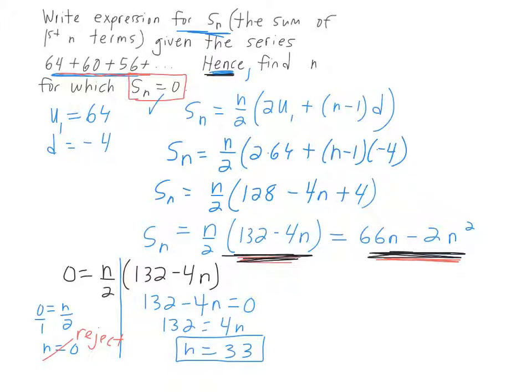In other words, we would need to add together 33 terms in order for that sum to equal 0. And again, you could have gotten it using this other equation, but that would have involved a little more work. But either way, you get 33.